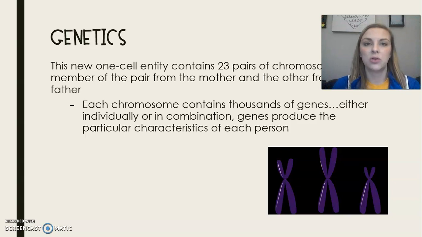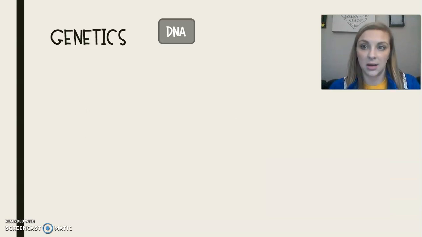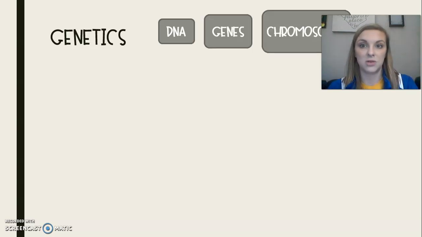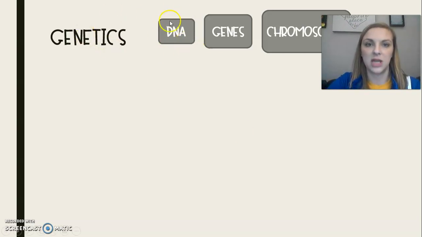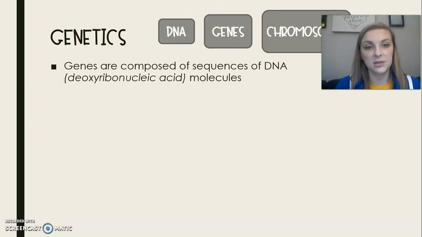Okay, so each chromosome, each of these 23 pairs, contains thousands of genes. And these genes, either individually or in combination with one another, produce particular characteristics of a person. So DNA is the smallest unit of information that we have in our body. Then we have genes, then we have chromosomes. So this is in increasingly large order, right? DNA is the smallest, then genes, then chromosomes. Chromosomes are made up of genes. Genes are made up of strands of DNA sequences, okay?